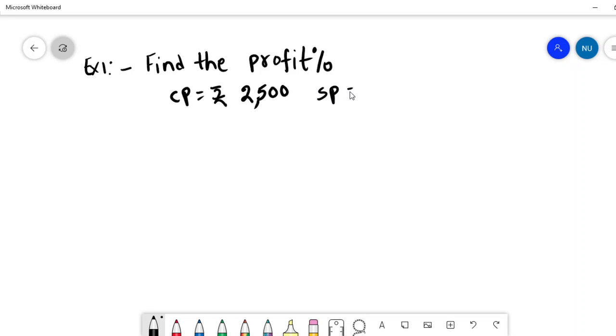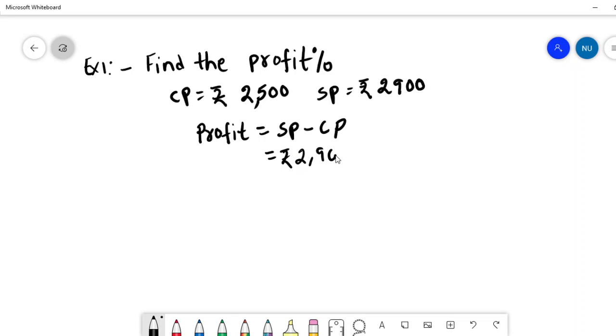SP is given as rupees 2900. So we already know the formula for profit, right? We learnt in the previous video. So the formula for profit is profit is equal to SP minus CP. What is SP here? Rupees 2900 minus what is CP here? Rupees 2500. After subtracting, we get rupees 400. So, therefore, profit is equal to rupees 400.